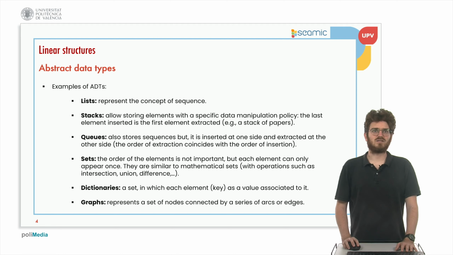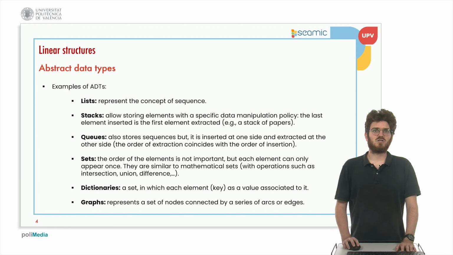Sets are similar to lists, but with two very important distinctions. First, the order of the elements is not important, so BCA is equal to ABC. But each element can only appear once. So if we had a set with A and B and we tried to add B again, then that would fail and the set would remain AB.